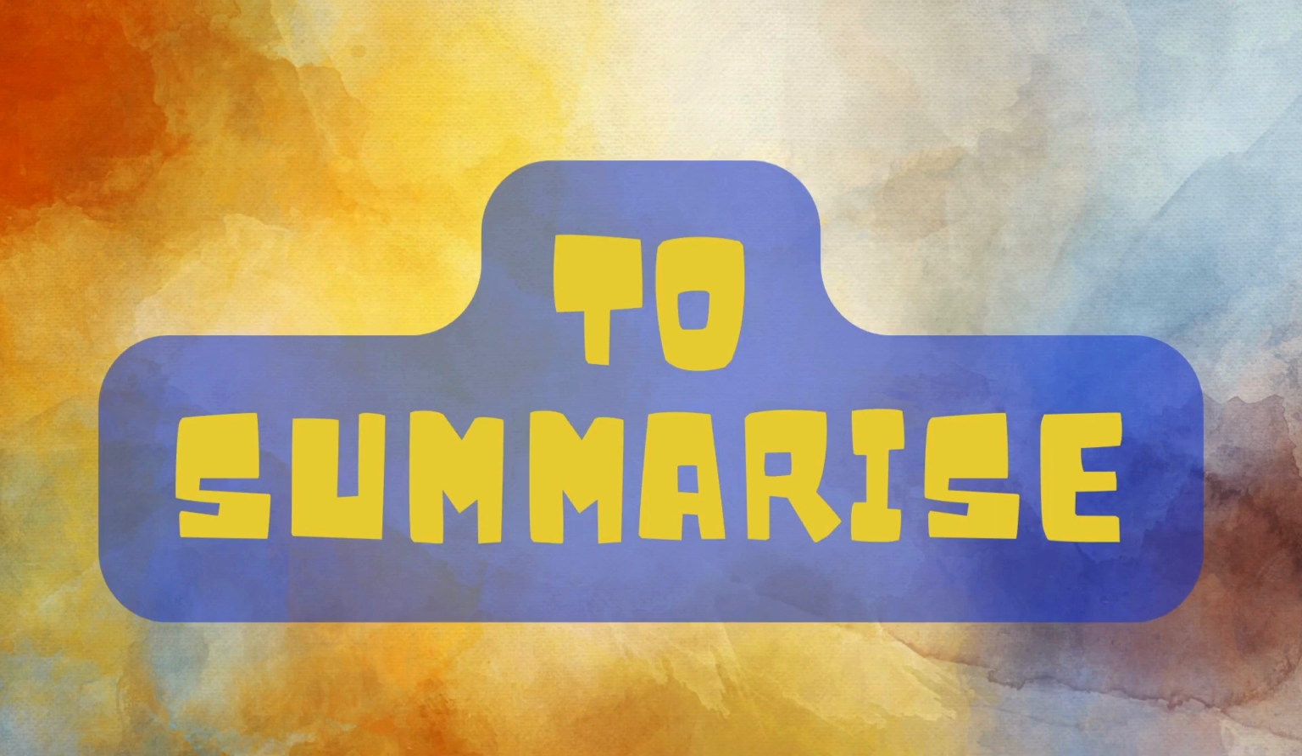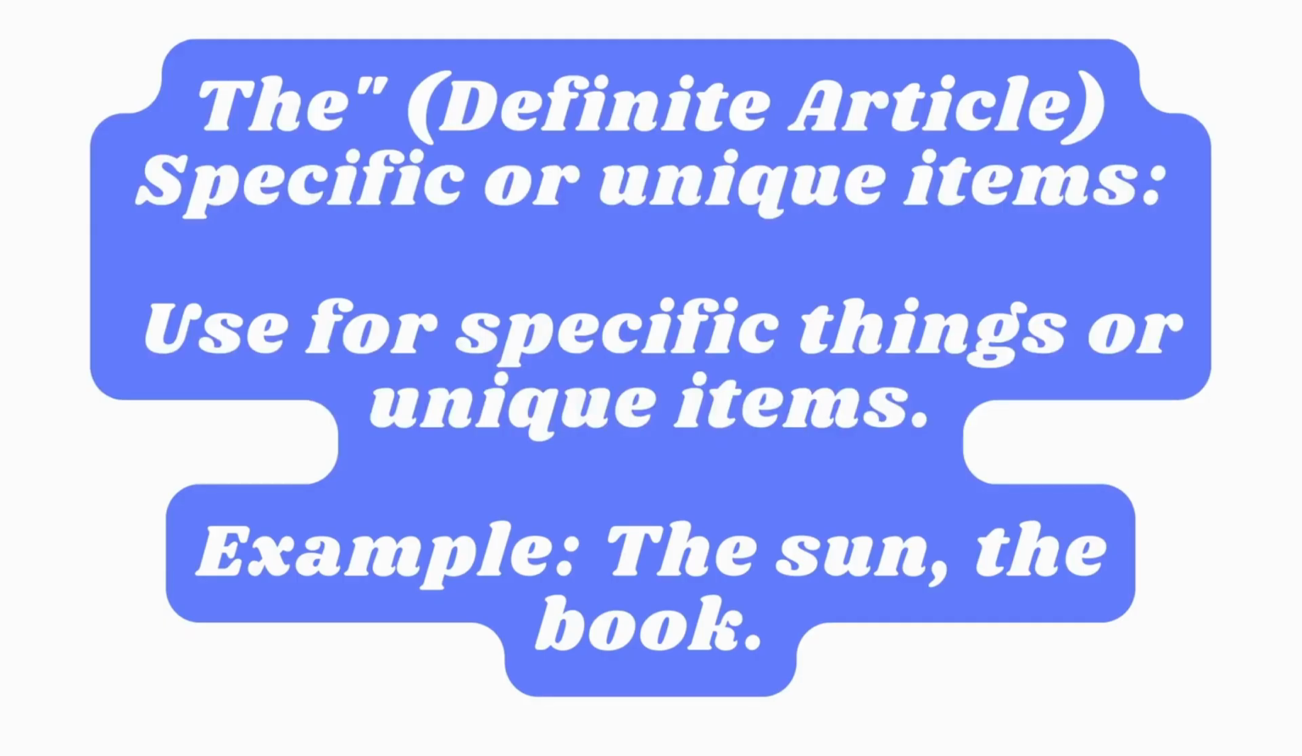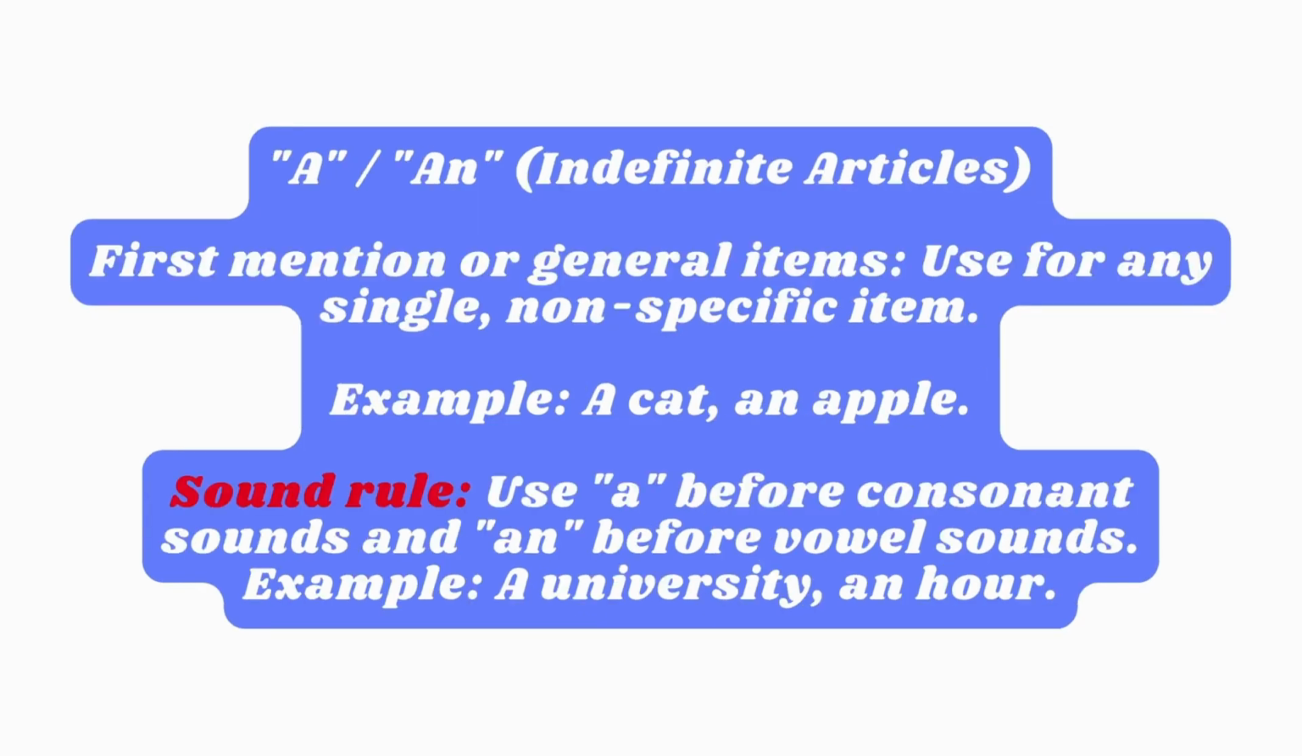To summarize how we use articles, and what are they? The, a and an, only three of them. Definite article the, used for specific or unique items. For example, the sun, the book, the moon. And a and an, our indefinite articles, are used when we first mention something or refer to general items. We use it for any single non-specific item, such as a cat, an apple. And just interesting rule for sound, we use a before consonant sounds and an before vowel sounds.